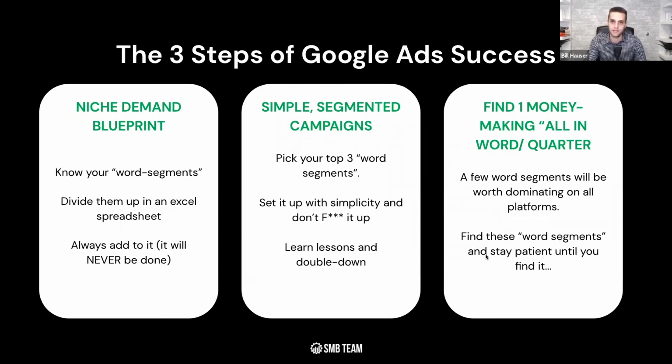And you learn some lessons as you launch these. You have to invest the time to learn these lessons. You can't outsource the learning of lessons. They have to imprint in your brain. You build these simple segmented campaigns and you just don't mess it up. And then every quarter or so, you're going to find one money-making all-in word per quarter, and you're going to go all in on that word.